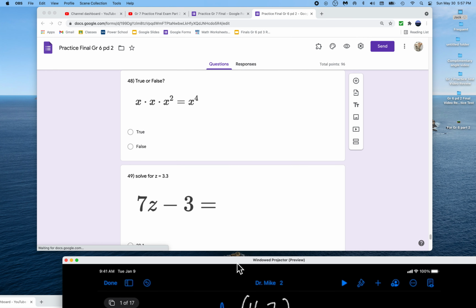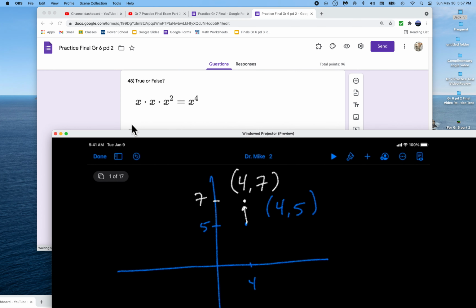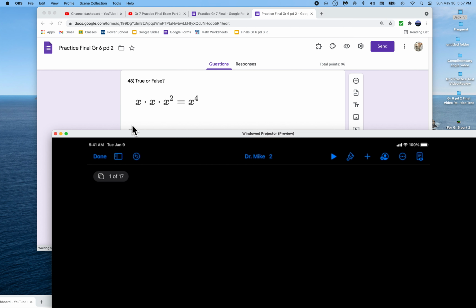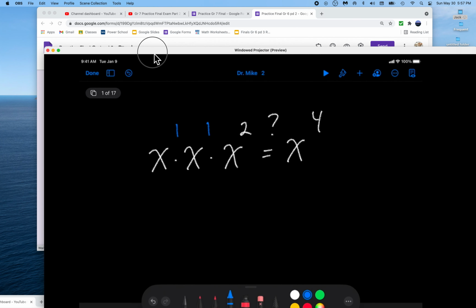True or false? Okay, we had one of these earlier. Let me rewrite it here. We have x times x squared equaling x to the 4th. I'm going to put a question mark because we don't know if it's true or not. Don't forget, these x's have hidden ones. When you have a common base, you are allowed to add the exponents. So this becomes 1 plus 1, which is 2, plus 2 is 4. So yes, that's a true statement.